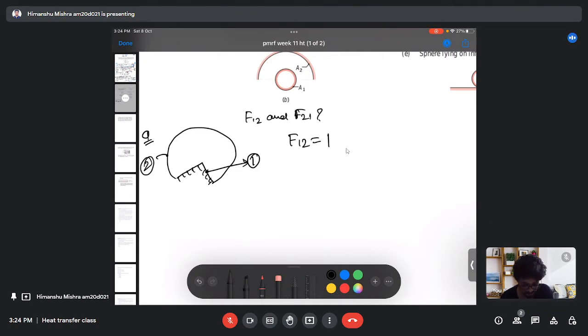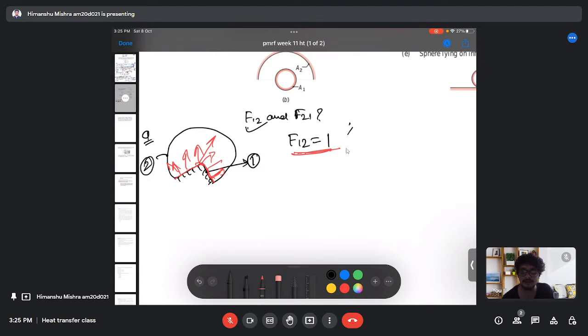That means the radiation which is emitted from surface 1, all the radiation actually will reach surface 2. That means this is equivalent to the view factor of 1. So view factor of 1 means that all the radiation emitted from the surface will reach the other surface. So by inspection, we can see that the value of F12 will be 1 because all the radiation from surface 1 is going to reach surface 2.